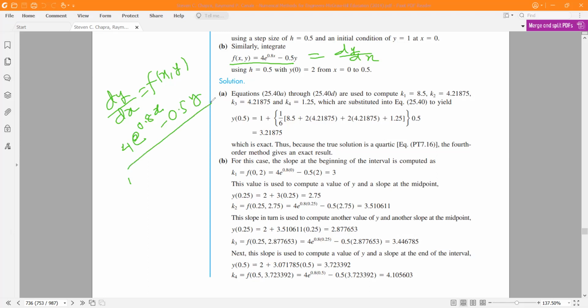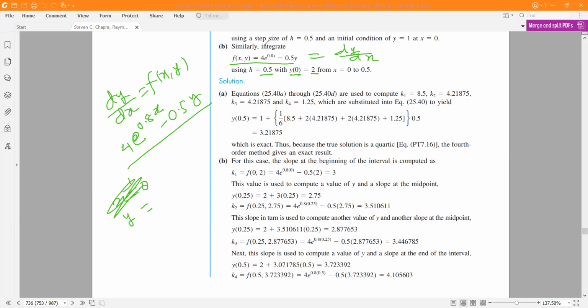How many initial values are needed? You need the initial value of y at x equal to 0. That is also given, aren't those things given? The value of x equal to 0, y equal to 2, step size equal to 0.5. Do you need any more information in proceeding? You do not need. Then you proceed in calculating the 4 slope values.